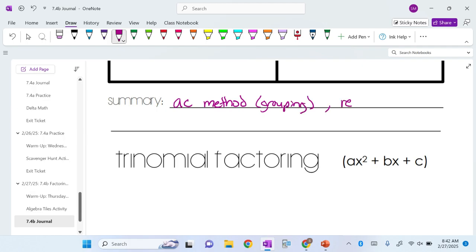and we also have the reverse box method, which is just more of a visual of the AC method. Both of these, you need to use the big X. The difference between the last big X and this one is that this time around, you want A times C on top and your B value on the bottom. And you're still looking for two terms that multiply to A times C, but add to B.